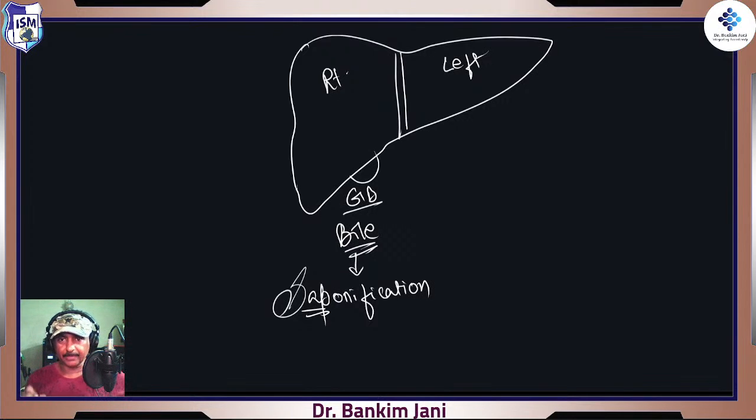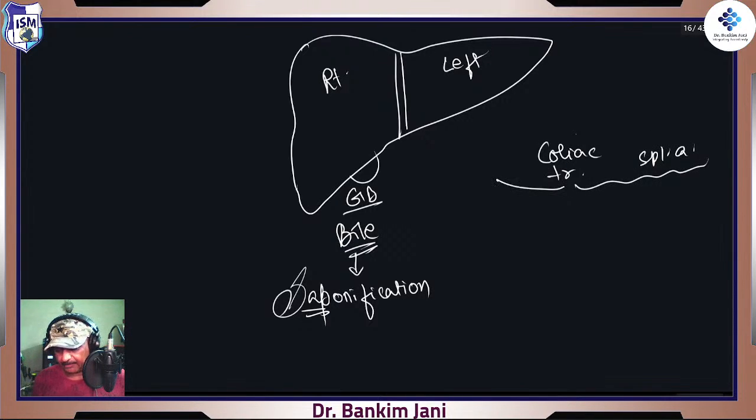So over here, say it was like celiac trunk, right? It was like celiac trunk was there, and from celiac trunk, that was the splenic artery, correct? That was the splenic artery, and from here it was the common hepatic artery.